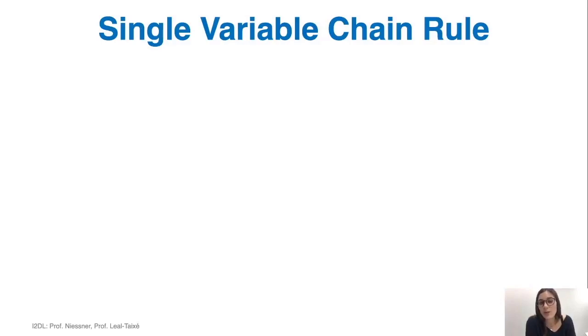We saw the chain rule already before when I introduced the most important derivation rules, but I want to go a little bit more into detail because the chain rule might be the most difficult of these rules, and also it will play the most important role in the I2DL setting here. So let's have a look at it.